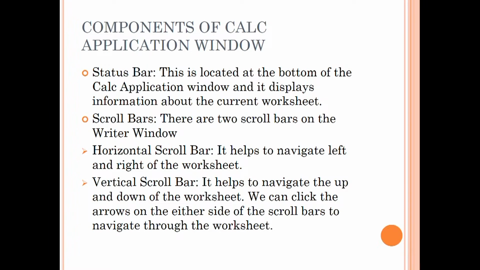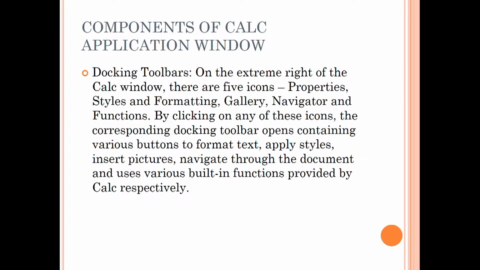There are 2 scroll bars on the CALC window, horizontal scroll bar and vertical scroll bar. The horizontal scroll bar helps to navigate left and right of the worksheet and the vertical scroll bar helps to navigate up and down the worksheet. We can click the arrows on either side of the scroll bars to navigate through the worksheet.